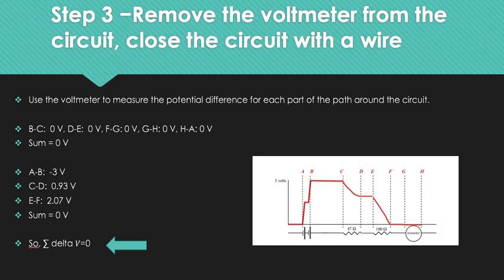Step 3 was to remove the voltmeter from the circuit and close the circuit with a wire. I used the voltmeter to measure the potential difference for each part of the path around the circuit. Parts B, C, D, E, F, G, and H, A all read 0 volts, and connection AB read negative 3 volts, CD was 0.93 volts, and EF was 2.07 volts. Still, the sum of the delta V's was equal to 0.